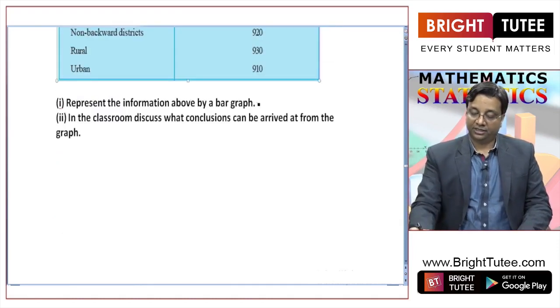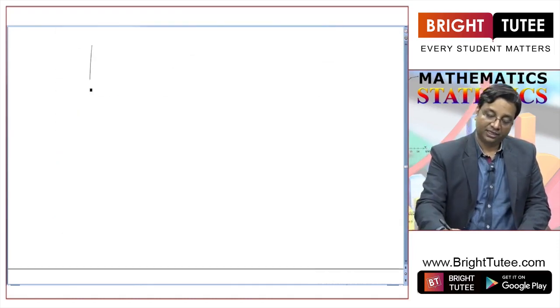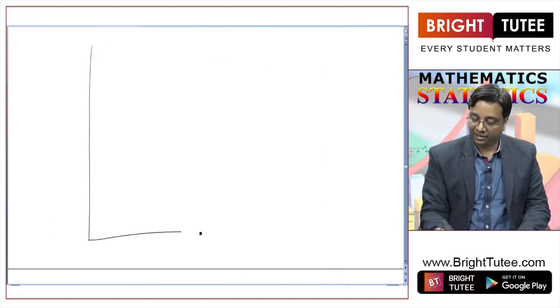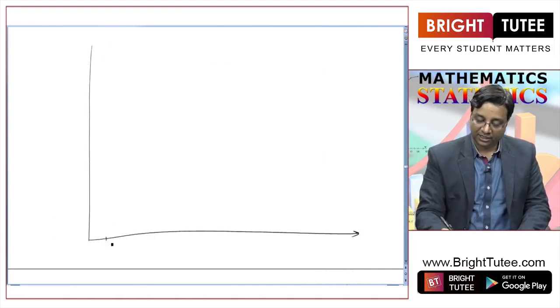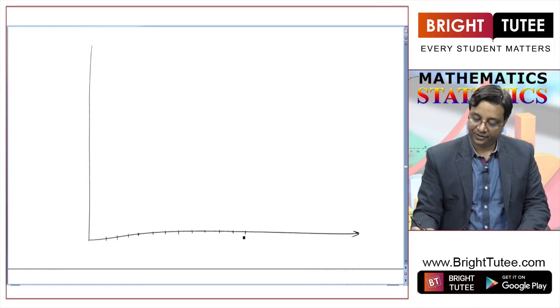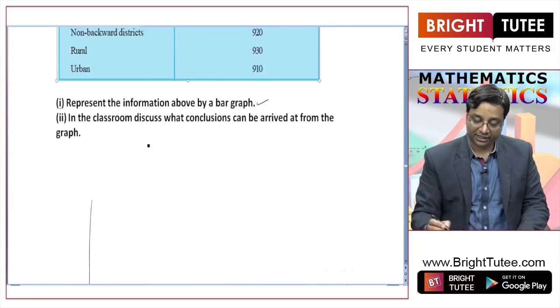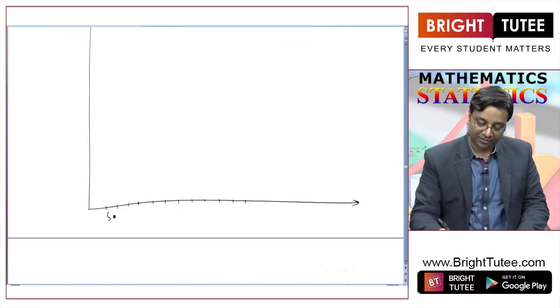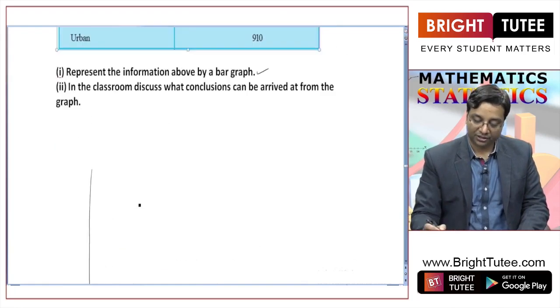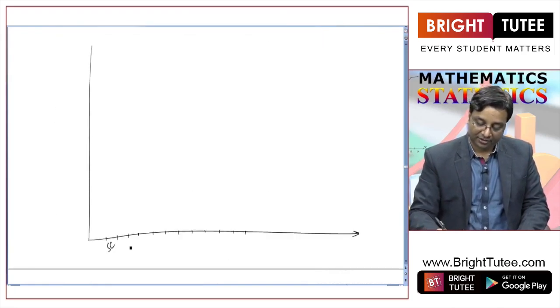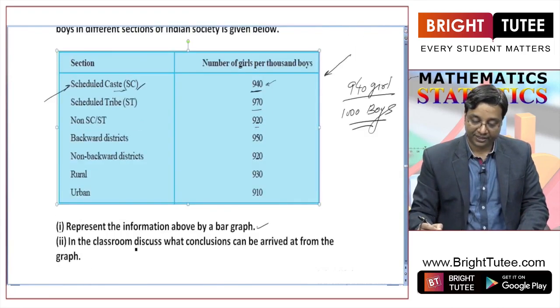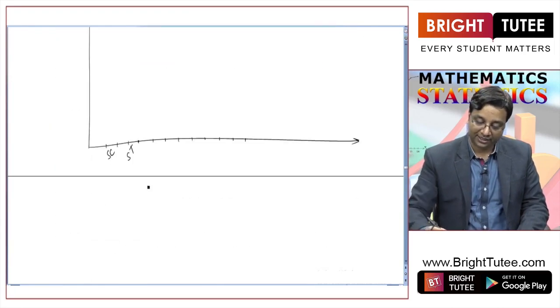So we need to represent this data using the bar graph. Again, we will make a vertical axis and horizontal axis. On the horizontal axis, we will take uniform gaps to represent each of the categories. For example, there is the first category SC. So I'll use this bar for this SC category. Now ST. The next category is non-SC ST.